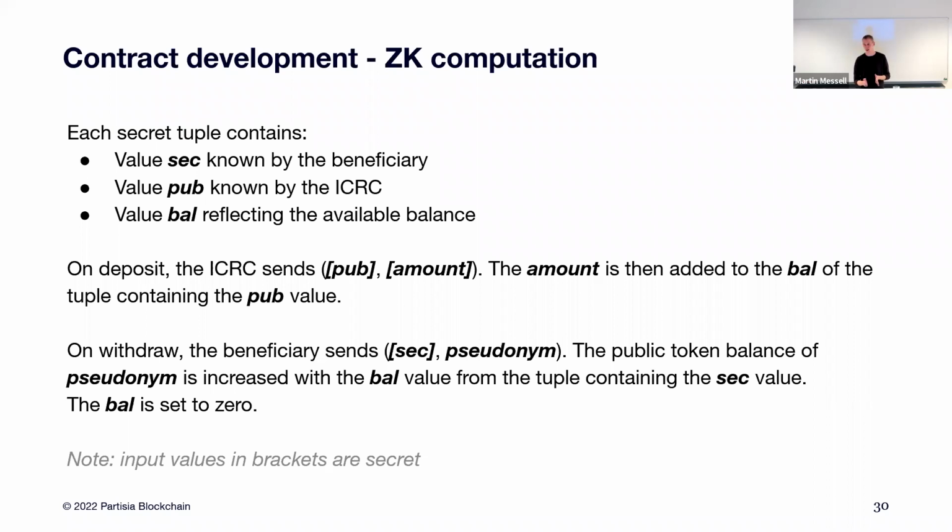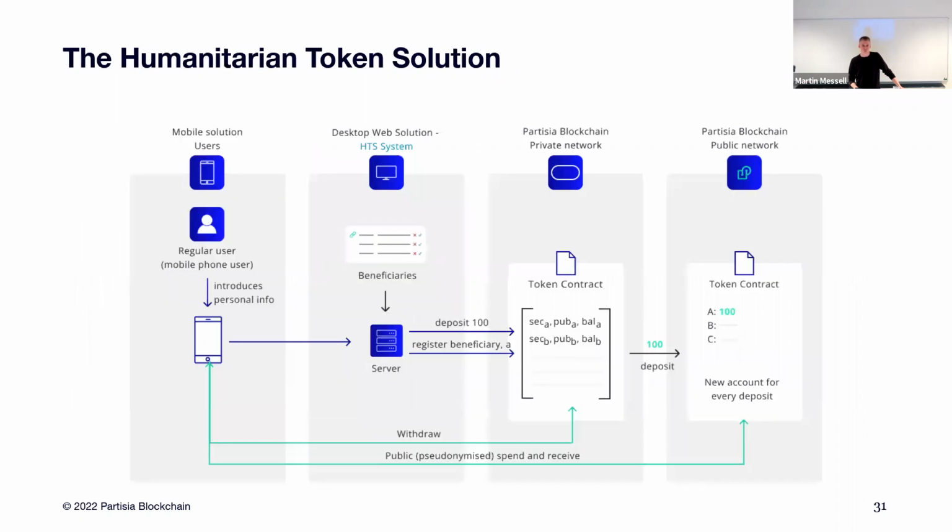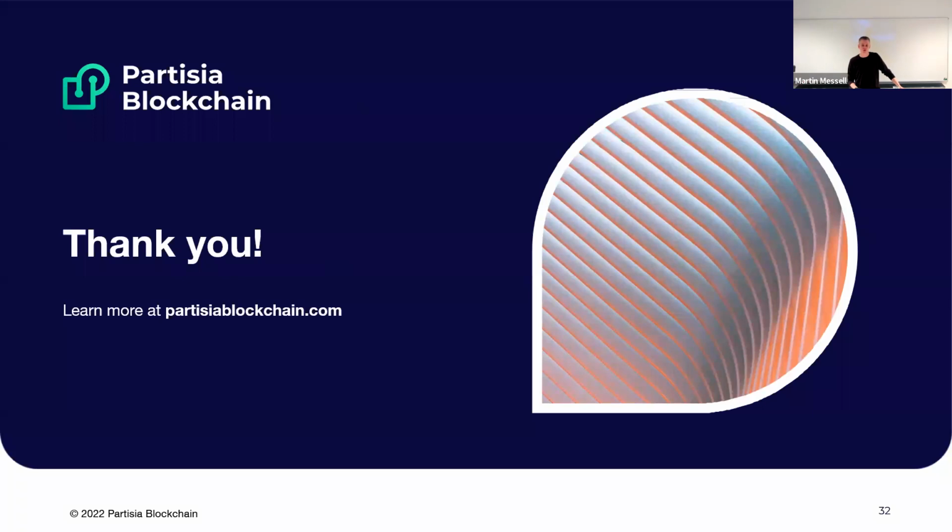So now we have delinked the person that the ICRC sends money to, and the pseudonym on the token contract. So the ICRC will no longer be able to follow the money or the tokens sent to a particular beneficiary. I just have the diagram once again. Yeah, thank you. That was my presentation.